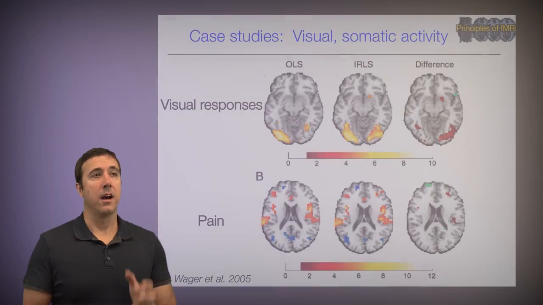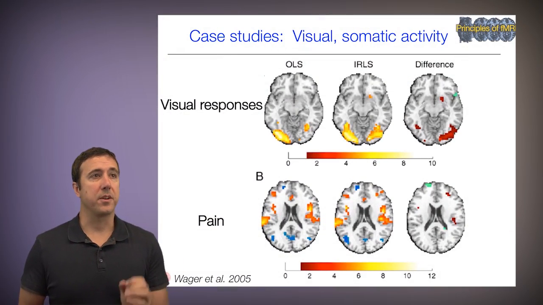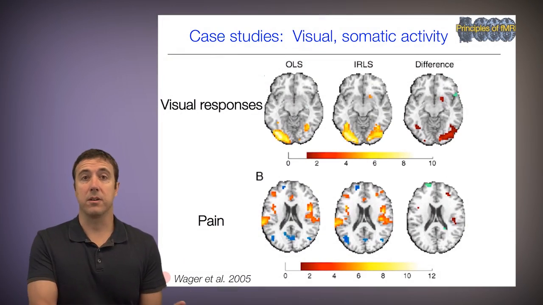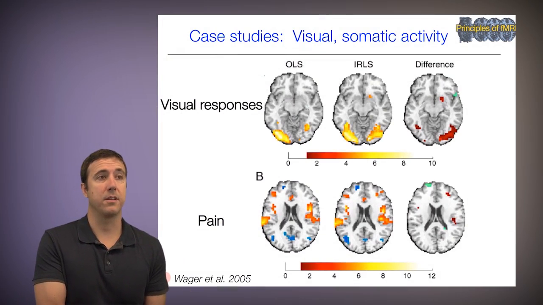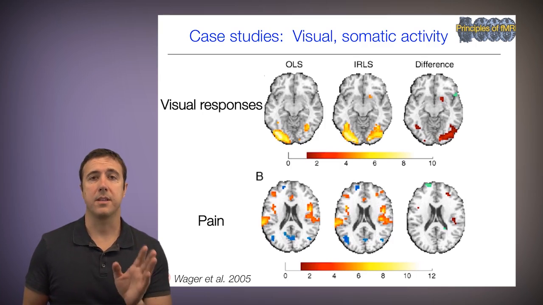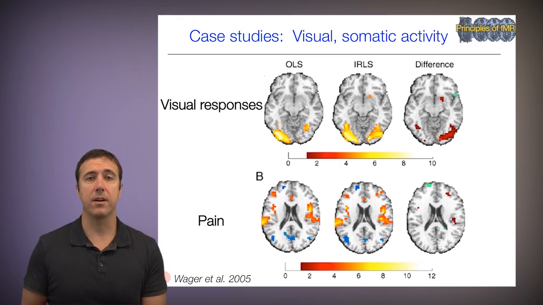Let's look at another case study from another study. This is a study where there's both visual responses and there's also painful events. So what we expect to see is activity in the visual cortex for visual responses and activity in the somatosensory cortex, especially S2 in the posterior insula, among other regions, for pain. On the first column here, you see the OLS solution for both, and you can see visual activity. It's unilateral, left side only for the OLS in vision. The middle column is the IRLS solution, and as you can see here, there's bilateral visual activity, and there's also responses in the pain areas that we expect.